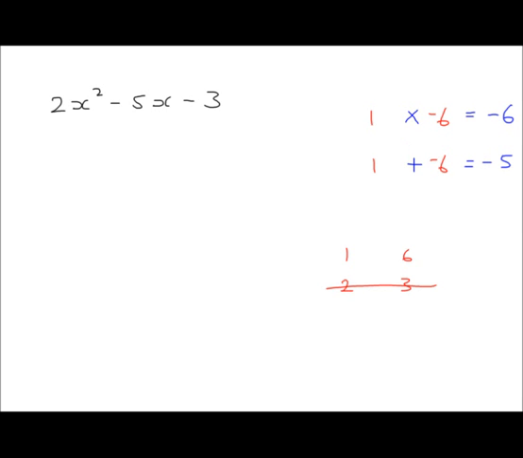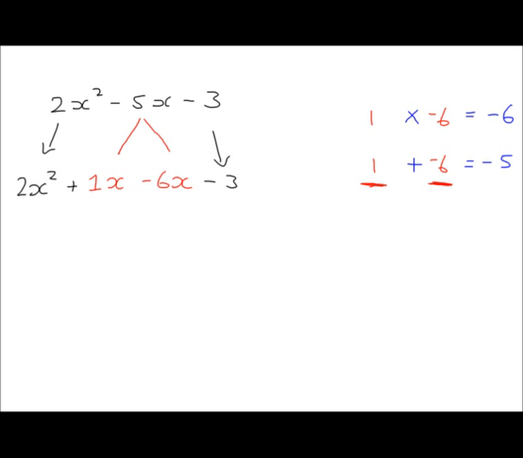So this 1 and this minus 6 are used to split up the x term. So the 1 gives 1x, and the minus 6 will give minus 6x, like this. So 1x minus 6x will give you minus 5x, so that works. And then just copying these terms down, so we had a 2x squared here, and we had a minus 3 there. The next stage involves taking the first two terms and fully factorizing them.